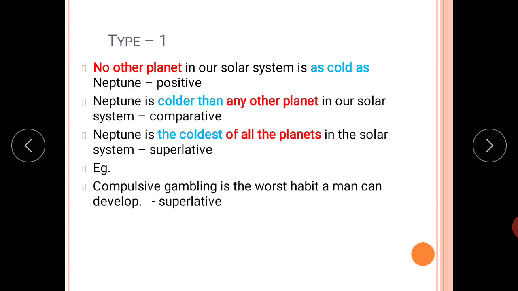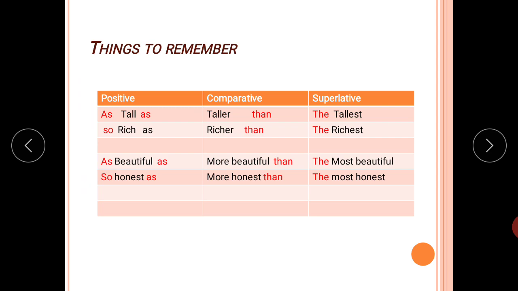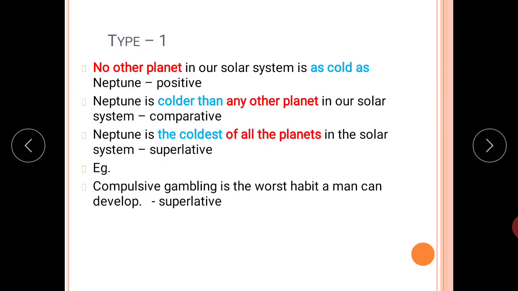So how to change that into comparative degree? Bring this particular word Neptune to begin with. Neptune is, look at the verb. You should not change the tense of the verb. It should be in present tense only. Neptune is, what did we see there? Taller than. But here it is cold, so colder than. And instead of "no other planet", we use this phrase: "any other planet in our solar system". That becomes comparative. In positive, it is "no other planet"; in comparative, it is "any other planet". Here it is positive degree, here it is comparative degree.